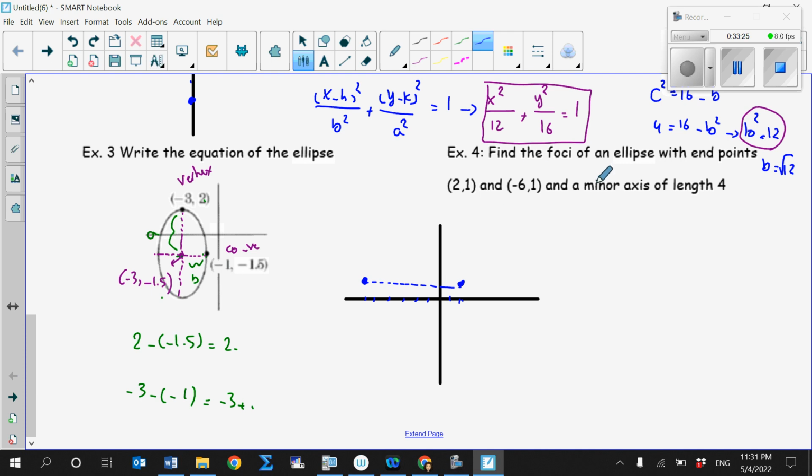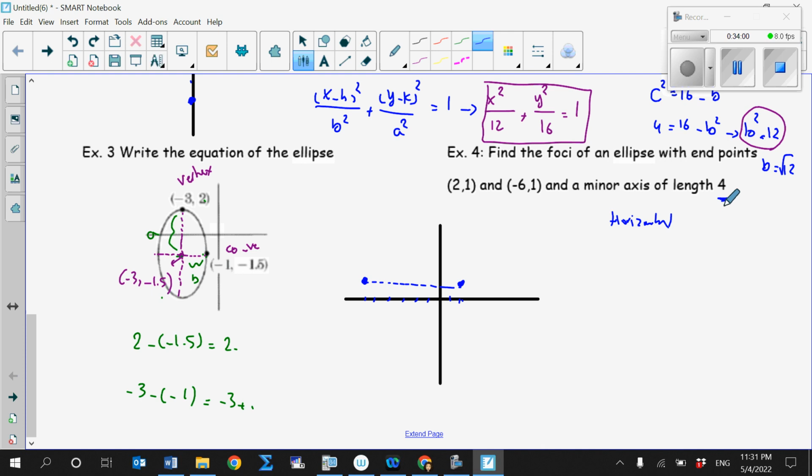And we have a minor axis of length 4. So let's look at this. The length of this axis is 1, 2, 3, 4, 5, 6, 7, 8. It's not 4. So that means this is the bigger one, and the smaller one is 4. So basically, I have a horizontal ellipse because the longest line is horizontal.